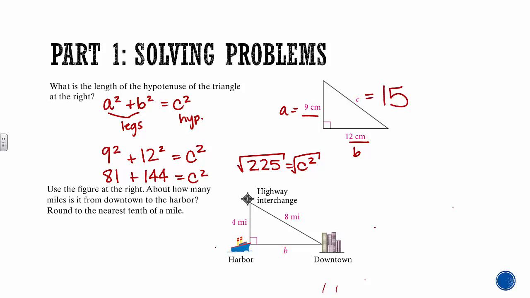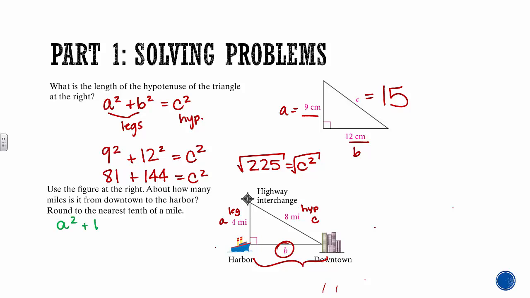Next problem, use the figure at the right. How many miles is it from downtown to the harbor? So we're trying to figure out this distance right here. The difference with this problem is they give us one leg and the hypotenuse. So we can call this A, but this is always C. We're looking for B, and they so graciously gave us the value down there.